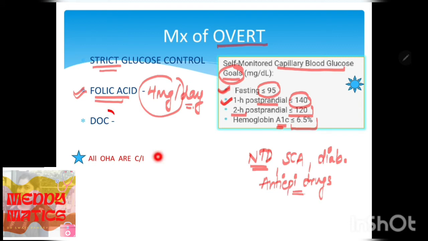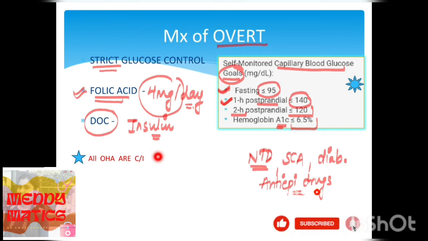Okay, so the drug of choice for the female with overt diabetes is insulin. Insulin is given in overt diabetes as well as in the gestational diabetic mother. Okay, and since it does not cross the placenta, it should be supplemented from outside, and all the oral hypoglycemic agents are contraindicated in pregnancy, as they can cross the placenta and fetal hypoglycemia can occur.